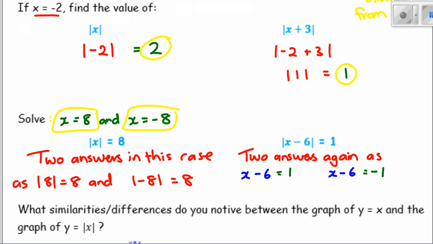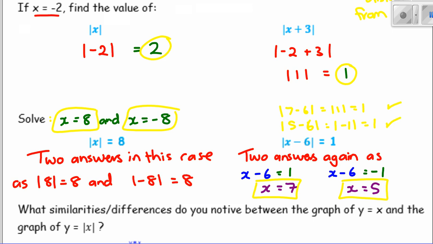So in that case, x would equal 1 plus 6, which is 7. In this case, x would equal negative 1 plus 6, which is 5. So I've got two answers again. And it makes sense if you plug in, you just check the absolute value of 7 minus 6 equals the absolute value of 1, which equals 1. The absolute value of 5 minus 6 equals the absolute value of negative 1, which is 1. So that's what I just did to check my answers. Just trying to point out to you that you can get two answers when you're solving using absolute values.